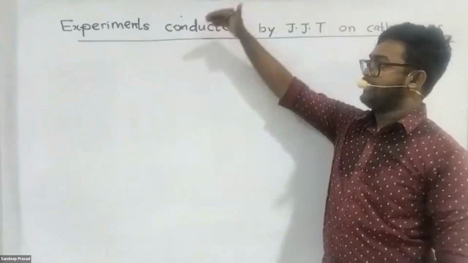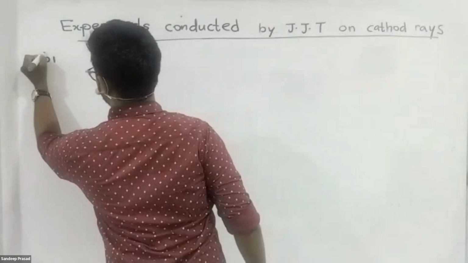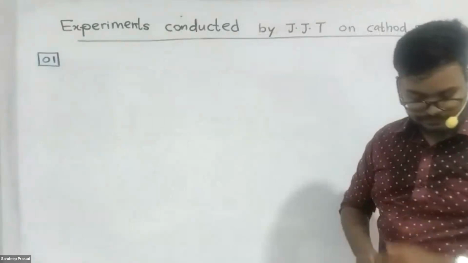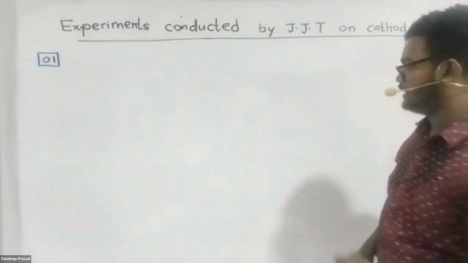See, experiments conducted by J.J. Thomson on cathode rays. The very first experiment. Right? Let's go one by one. The very first experiment is, he has taken the cathode ray tube again in this way. I'll draw the cathode ray tube again. So today you have to draw some diagrams with me. Okay?